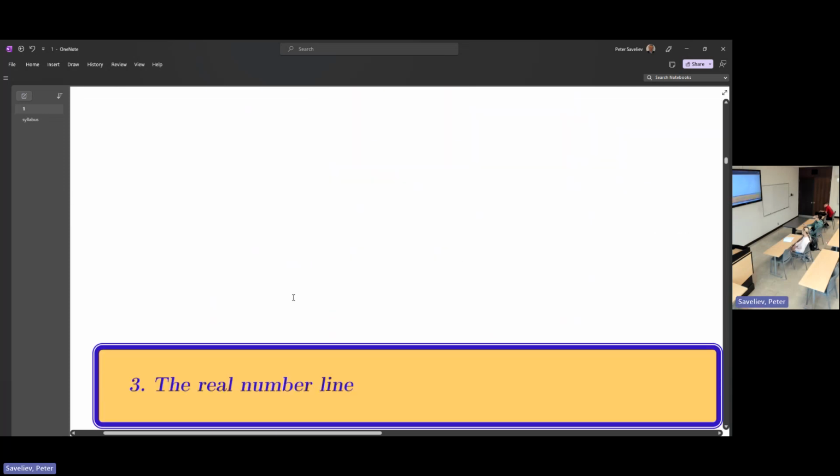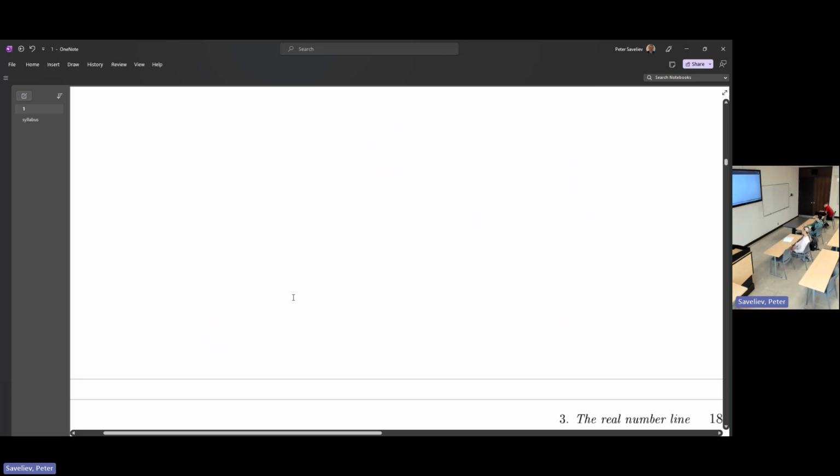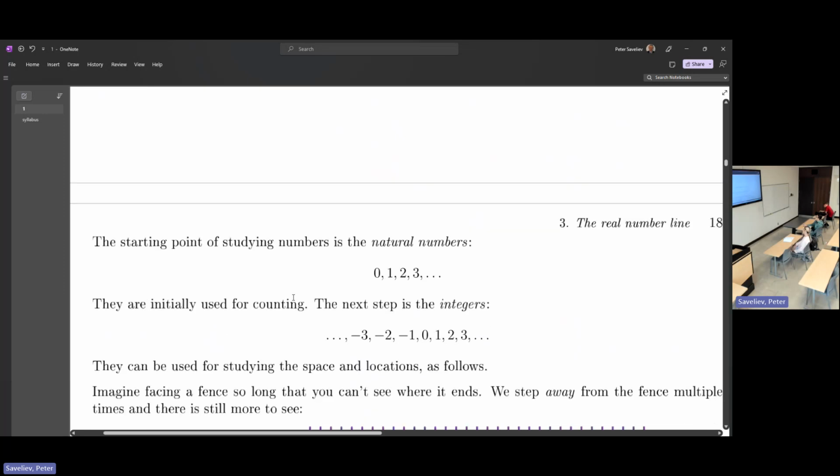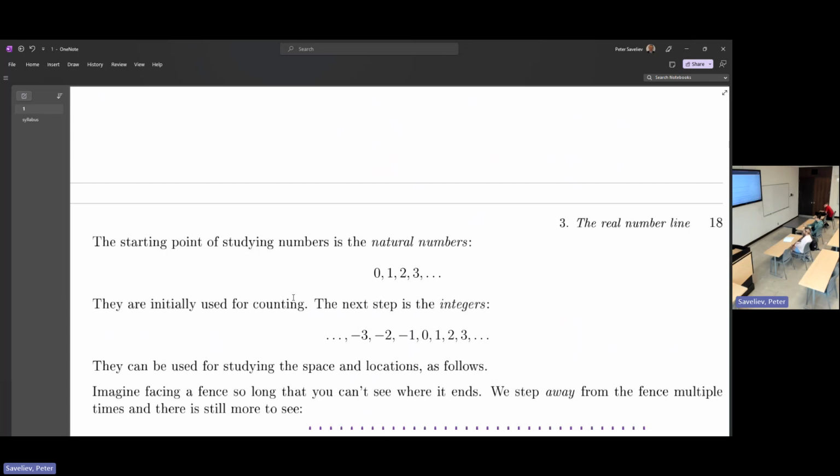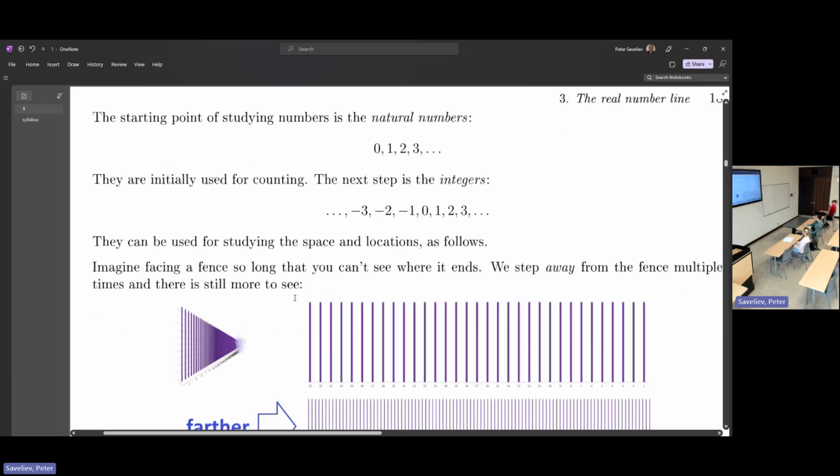Okay, next is once again, let's quickly review what it looks like. The natural numbers from 0, the integers has two infinities. That's the main difference between natural numbers and integers. We have two infinities, one or the other. But there are still gaps.